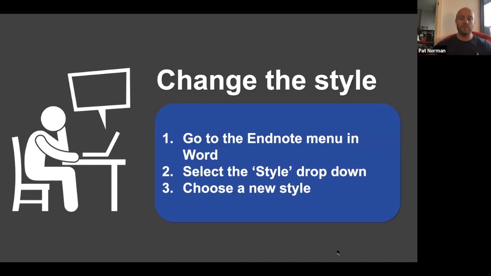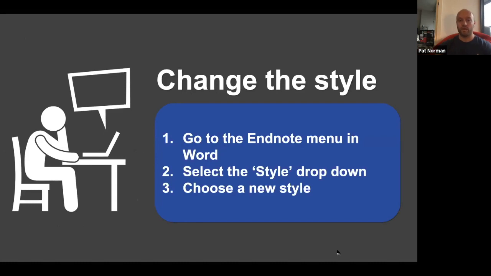Changing the styles, you may have already experimented with this. I won't put aside a ton of time for this one because it doesn't come up too much, since most of the time you'll know which referencing style you're using. But it's so easy to change. You just go to the Endnote menu in Word, the same place you go to insert a citation, select the style dropdown, and choose the new referencing style.